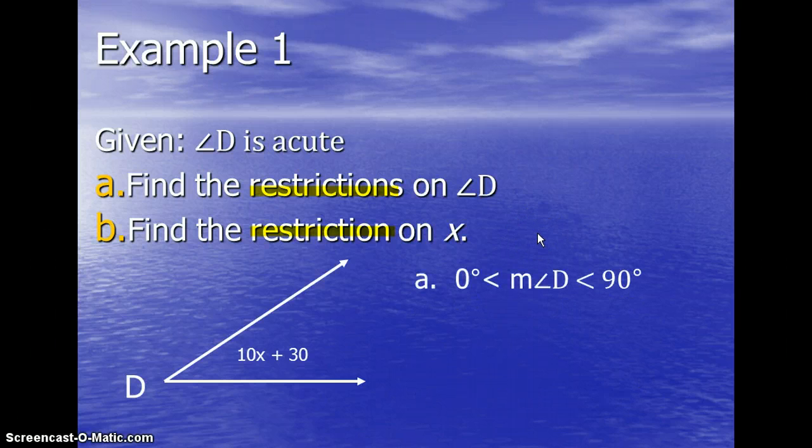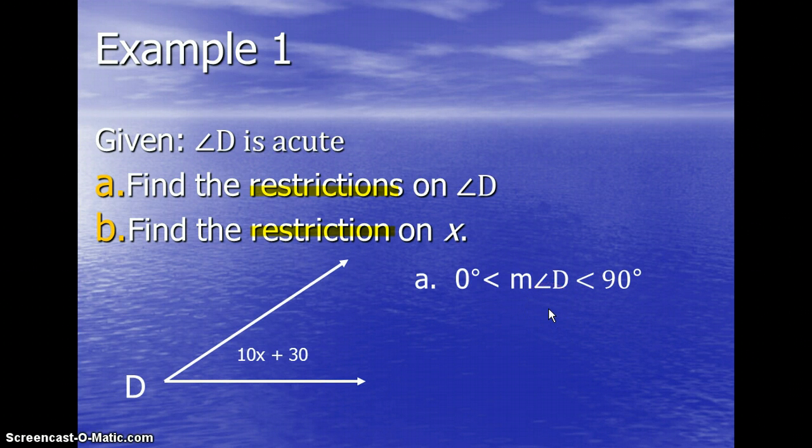But notice how I wrote that. I wrote that as what's called a compound inequality, where the value you're looking for is in the middle, and then what it's greater than is on one side, and what it's less than is on the other side. So the way we read that is the measure of angle D is greater than 0, but less than 90 degrees. So it's somewhere in between. Again, can't be 90, can't be 0, but anything in between it could be.